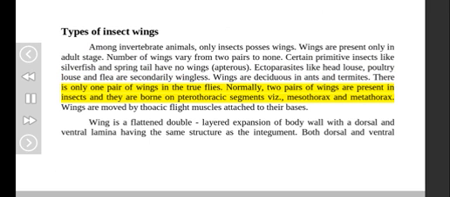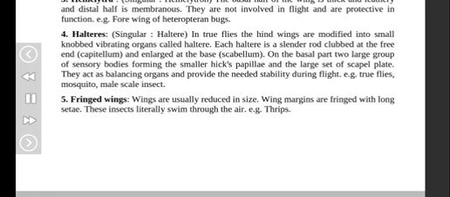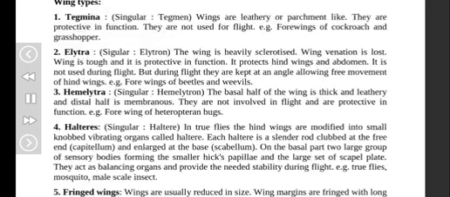Normally, 2 pairs of wings are present in insects and they are borne on pterothoracic segments, viz. mesothorax and metathorax. Wings are moved by thoracic flight muscles attached to their bases. Wing is a flattened double-layered expansion of body wall with a dorsal and ventral lamina having the same structure as the integument. Both dorsal and ventral laminae grow, meet and fuse except along certain lines.